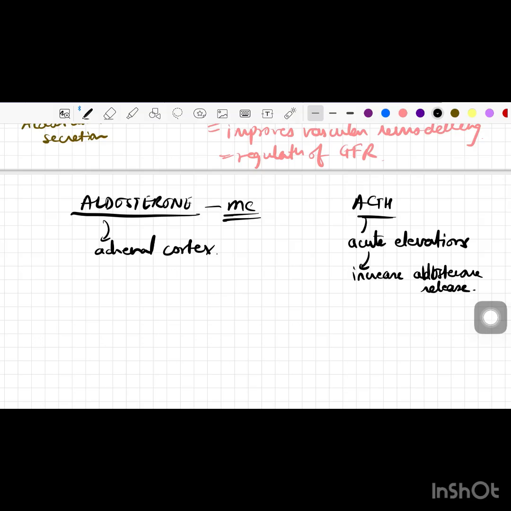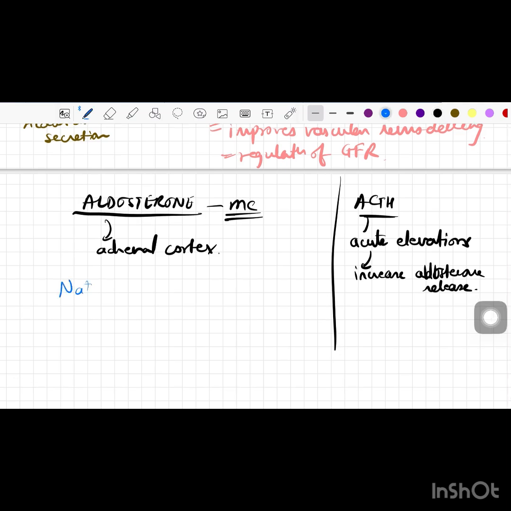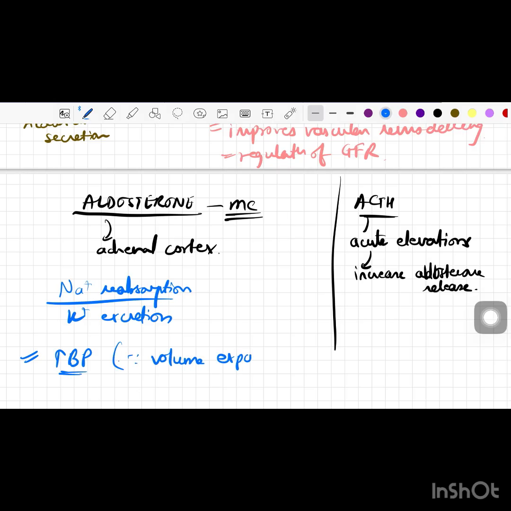After secretion of aldosterone, we know it is a potent mineralocorticoid. What does it do? It causes sodium reabsorption from the renal tubules and potassium excretion. Whenever sodium is reabsorbed, there will be an increase in blood pressure, since the total volume increases, so there is volume expansion and hence an increase in blood pressure.